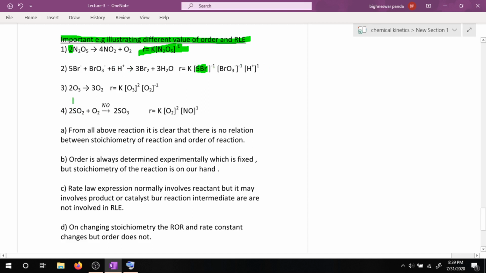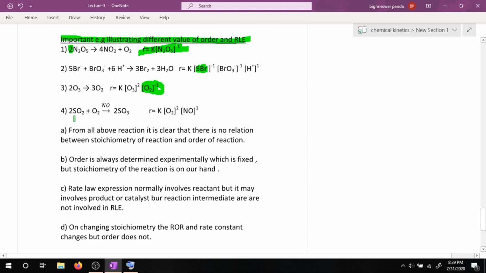Similarly, reaction 3: 2O3 gives rise to 3O2, and the rate is equal to K into [O3] to the power 2 and [O2] to the power minus 1. This is a peculiar reaction because here the rate law equation involves the product O2 to the power minus 1, and it is possible.